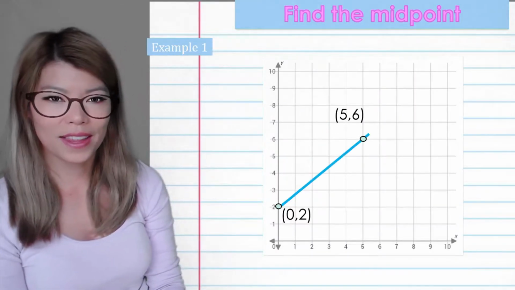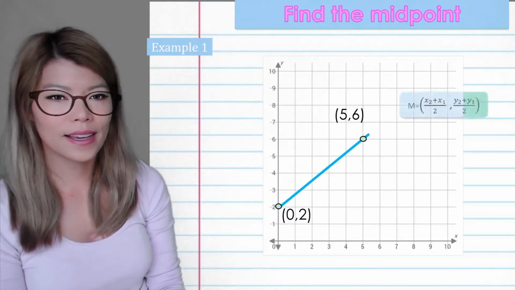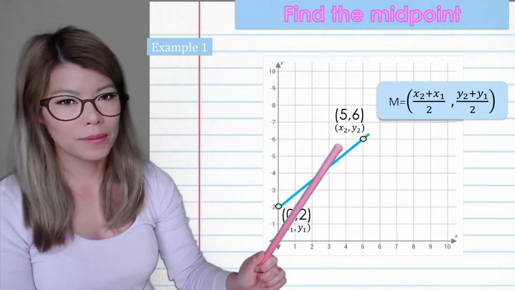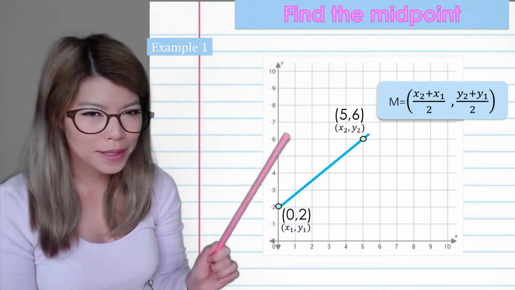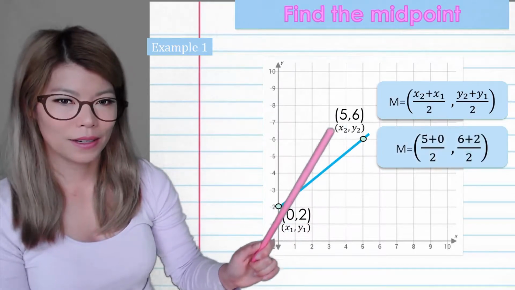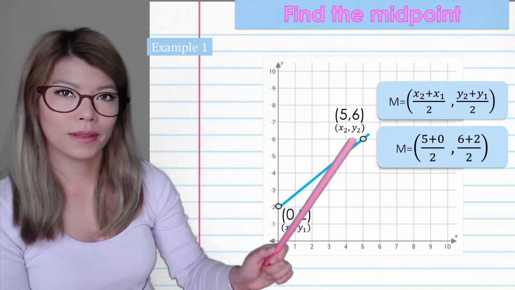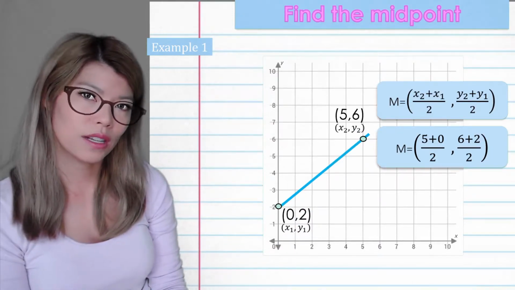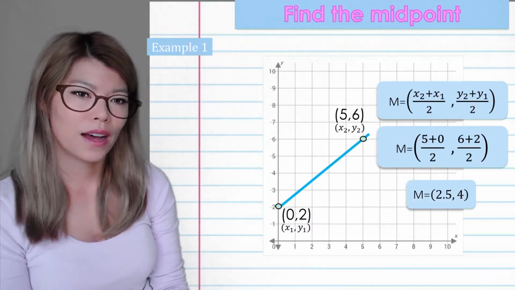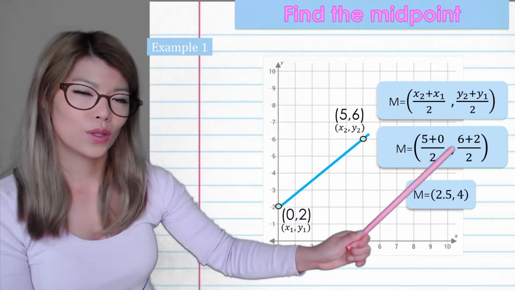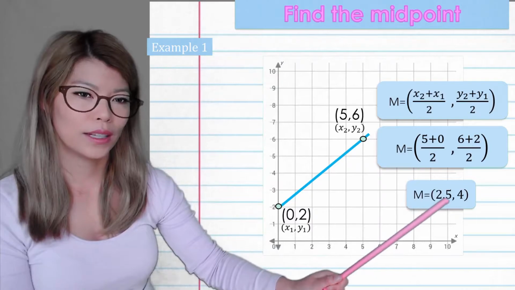So let's try that. Here we have 2 points, and to find the midpoint, I will plug it into that formula. Sometimes it's good to label so you don't get mixed up between the y's and the x's. So let's plug that in. The 5 plus 0 divided by 2 gives me the x, and the 6 and the 2 added together divided by 2 gives me the y value. 5 plus 0 divided by 2 is 2.5. 6 plus 2 is 8, divided by 2 is 4.